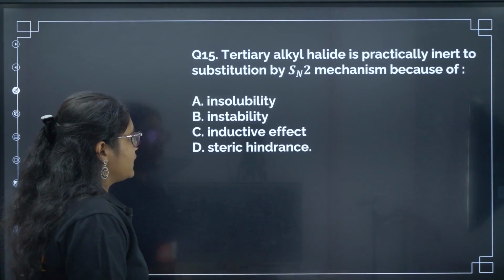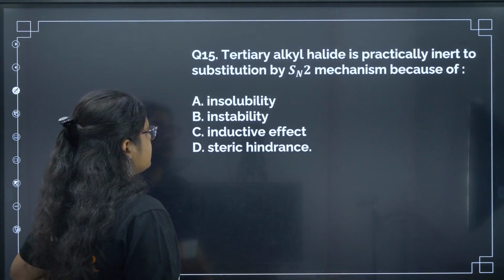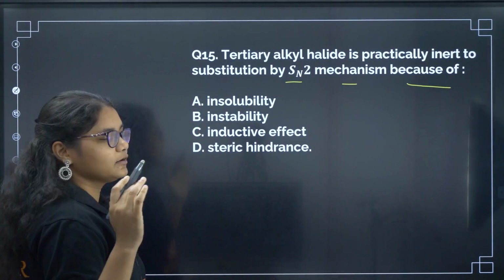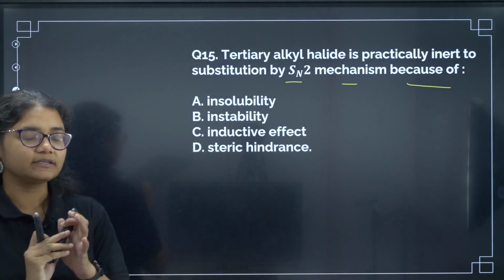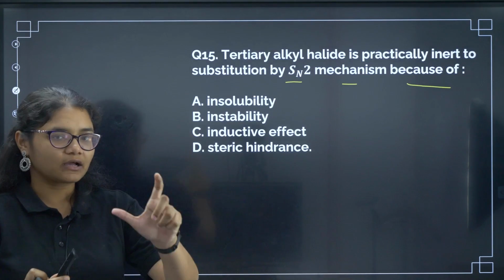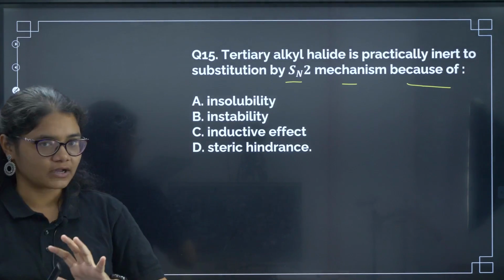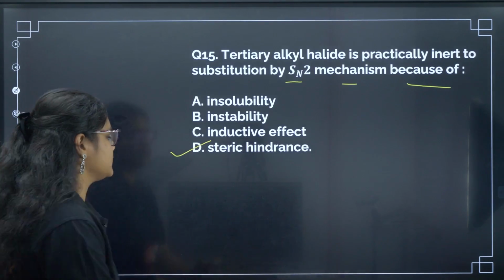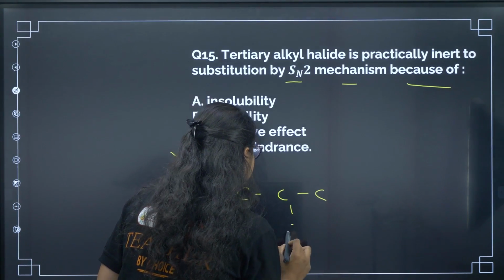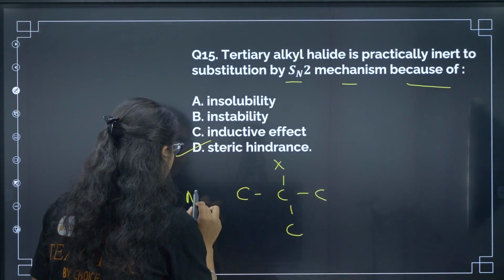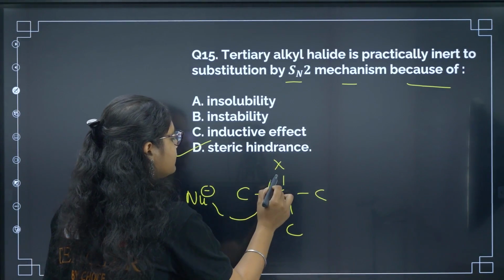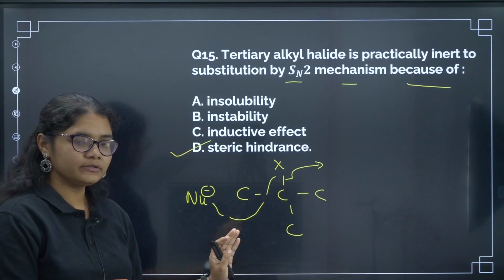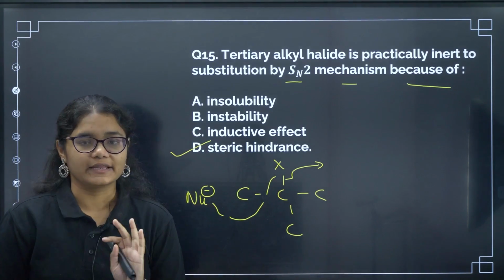Next. Tertiary alkyl halide is practically inert to substitution by SN2 mechanism because of. So we know SN2 depends on steric hindrance. It is more based on hindrance of the compound or the steric bulkiness of the compound. So the correct answer for this question is option number D. In tertiary compounds, what happens? The nucleophile finds it difficult to attack and replace because the carbon is surrounded by all the other groups. So that is why the correct answer is steric hindrance.